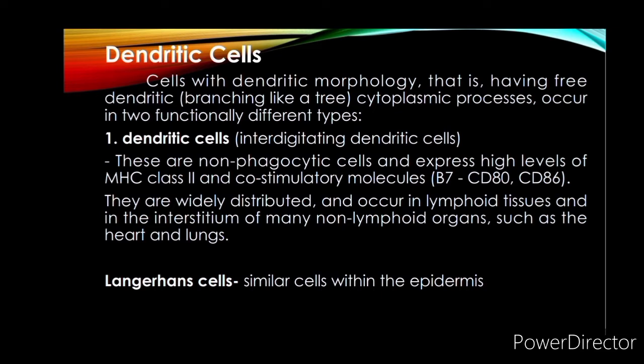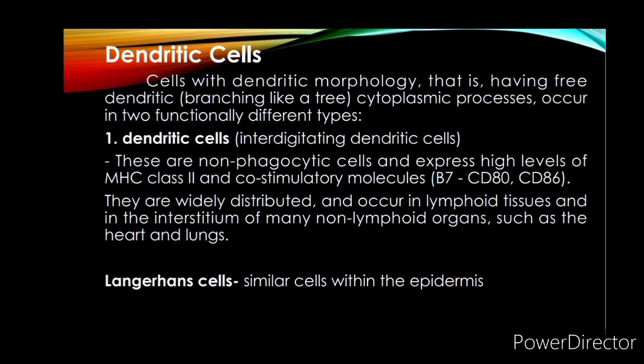They are widely distributed and occur in lymphoid tissues and in the interstitium of many non-lymphoid organs such as the heart and lungs. So we have what we call the Langerhans cell, which are similar cells within the epidermis. So the distribution and surface molecule expression of dendritic cells make them best suited for presenting antigens to CD4 positive T cells.